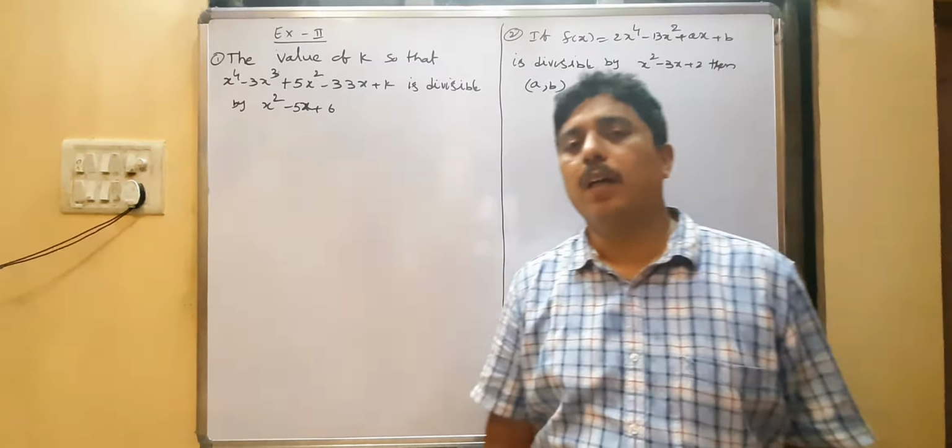If splitting the middle term is not possible, then you can go with the previous method. Same method for this problem also. You can see that x square minus 3x plus 2 can be written as the second method of the second problem.